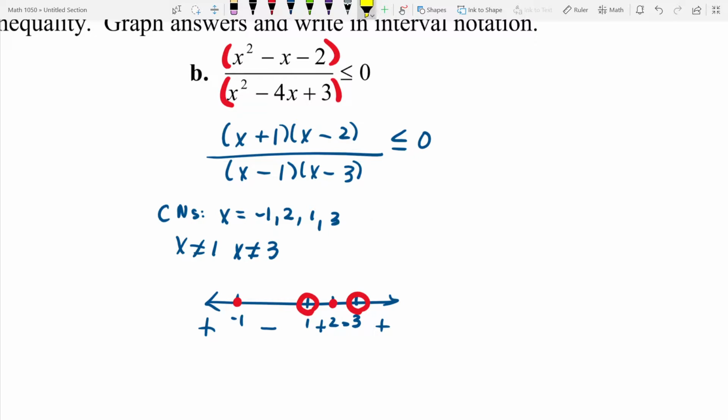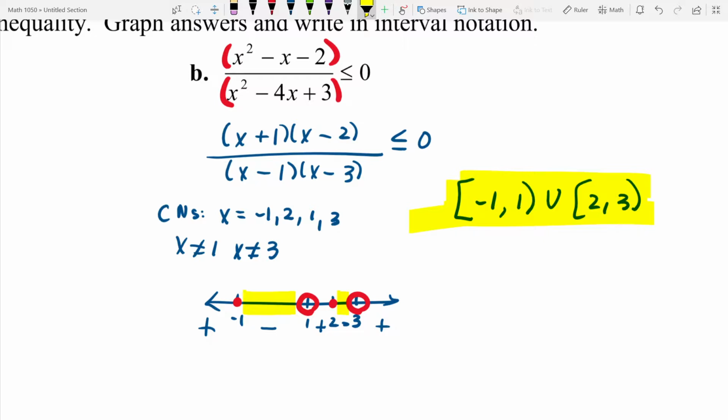I'm looking for less than, so I'm looking for negative. So guys, that would be here and here. So in interval form, my answer is -1 with a bracket to 1 with a parenthesis, union 2 with a bracket, to 3 with a parenthesis. That's my answer, and we're done.